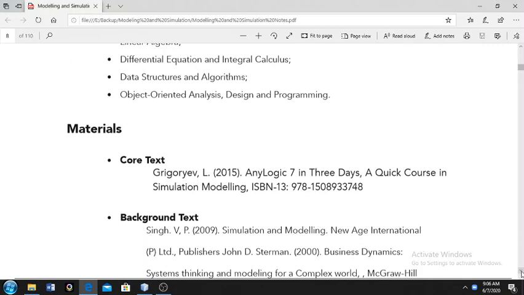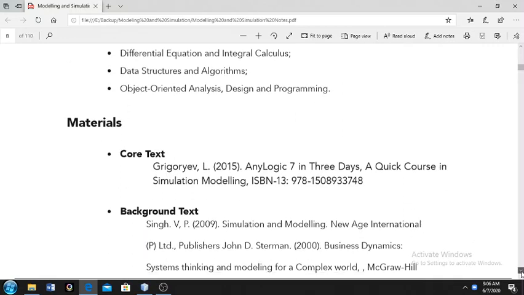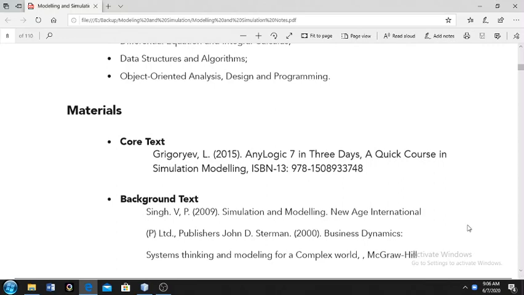So the core material will be AnyLogic 7 in 3 Days, a quick course in simulation modeling. This is a book I have shared with you, but there is also very useful content that you can read there.